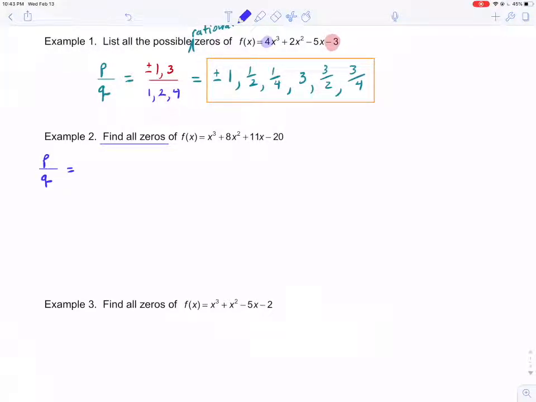So in this problem, our leading coefficient is 1, but our constant term over here is 20. So we're going to get the factors of the constant term, plus minus 1, 2, 4, 5, 10, and 20. Those are all the numbers that go into 20. And then, of course, that's all divided by plus and minus 1. And so essentially, we just have 1, 2, 4, 5, 10, and 20. We don't have to divide them all by 1. So that is, again, 12 possible answers.